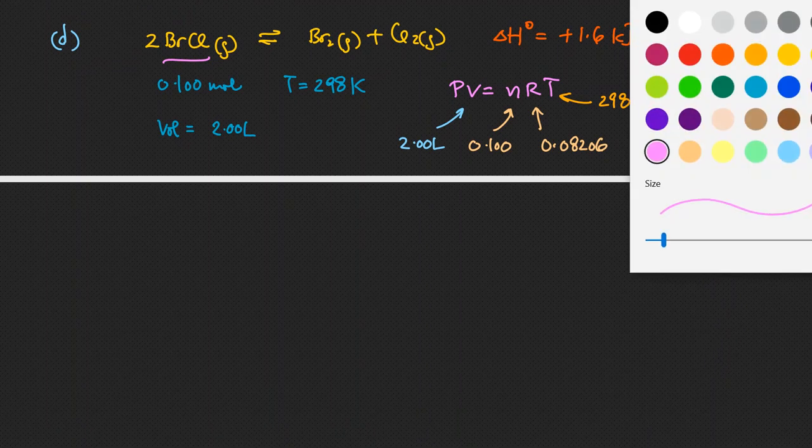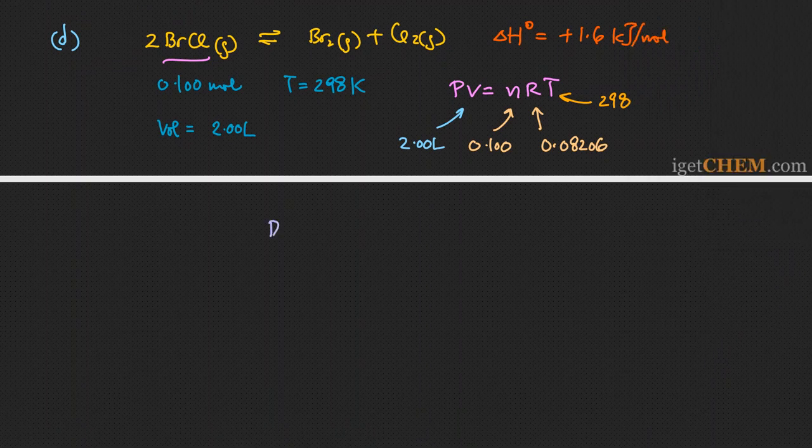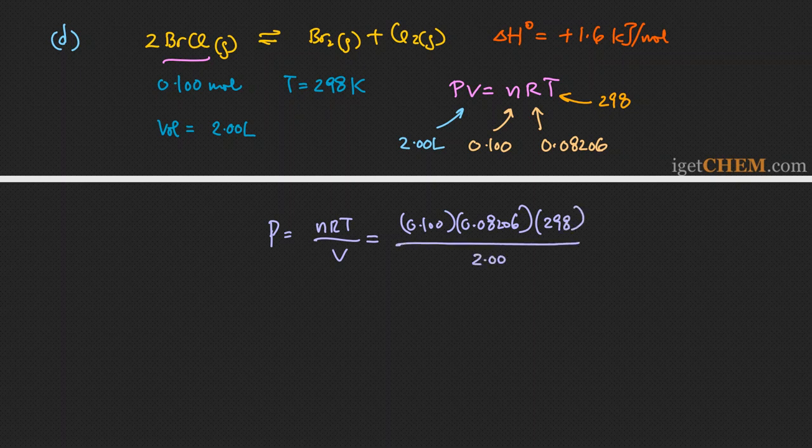So with all of that, we can easily calculate what the pressure is. So the pressure will turn out to be just nRT over V. And if you plug all of those numbers in, the pressure will come out in units of atmospheres. And so let me just very quickly write down everything. This is divided by 2.00. At the end, the pressure is 1.22 atmosphere.